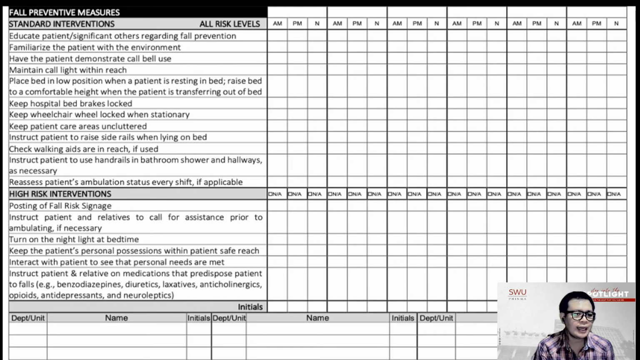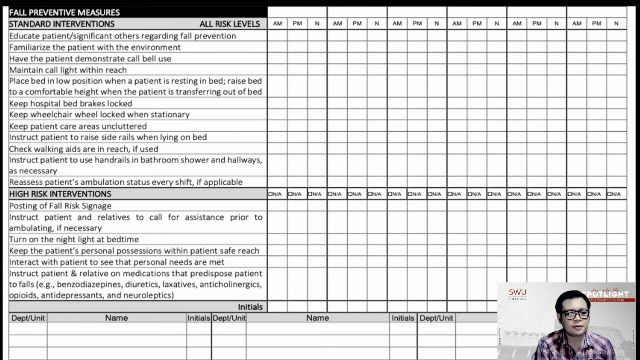Turn on night light at bedtime, making sure that they are being instructed to turn it on while they're asleep. Keep the patient's personal possessions within safe reach at all times, utilizing the side tables perhaps. Then interact with the patient to see that the personal needs are all met.